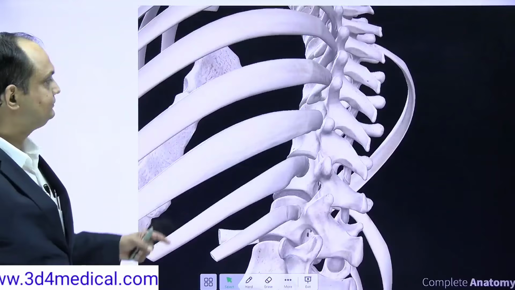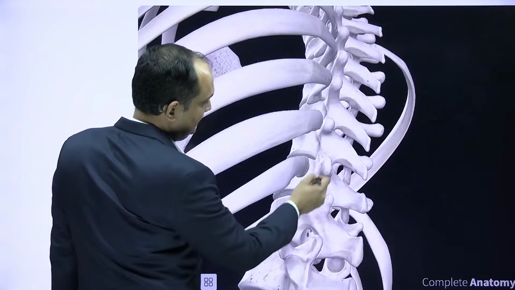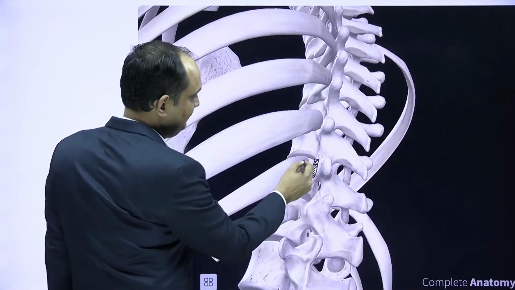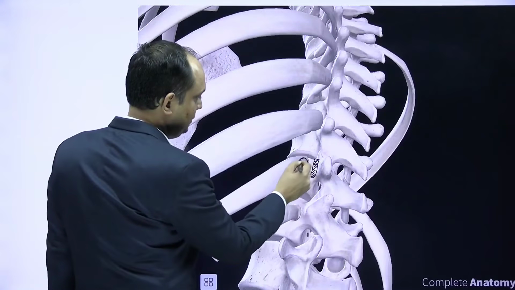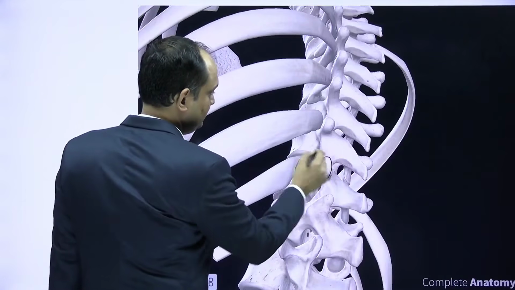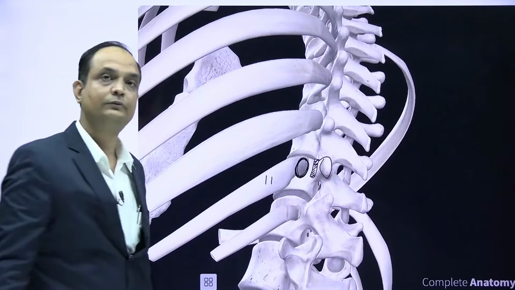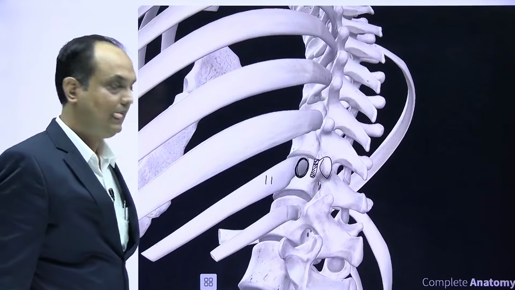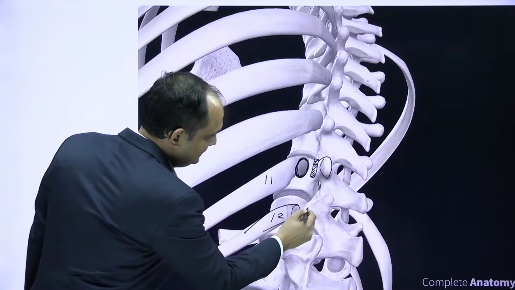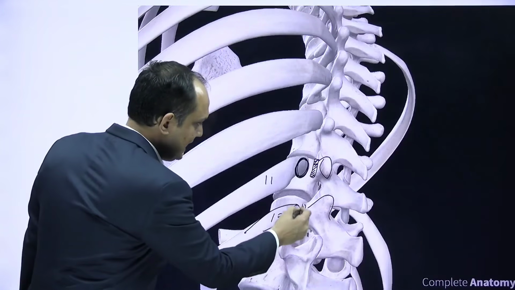Clear? Now this is a very enlarged view, and here you can appreciate that there is a clear-cut gap. Now this is the gap, and this gap is present between the articular facet on the body and the transverse process. So there is no relation of this 11th rib with this transverse process of the 11th vertebra. In the same way, this is the 12th floating rib and this is the transverse process of the 12th thoracic vertebra, and there is a large gap.